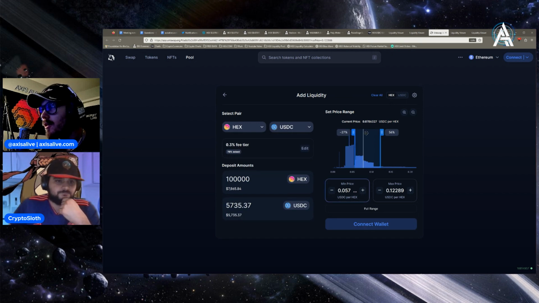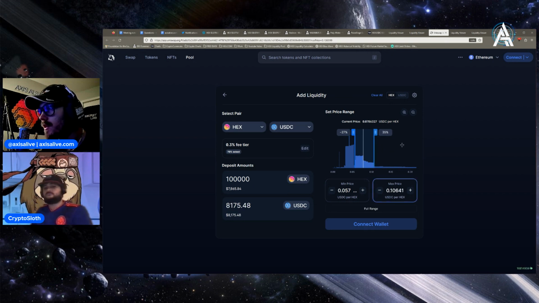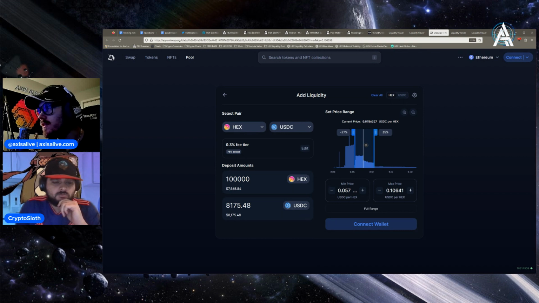So if you wanted to play both sides of the trade, you might put one of these bars slightly below price and one of these bars slightly above price. That way you can split the difference and you could make money either way, and then pull the position later and still be sitting on some USDC and some HEX.